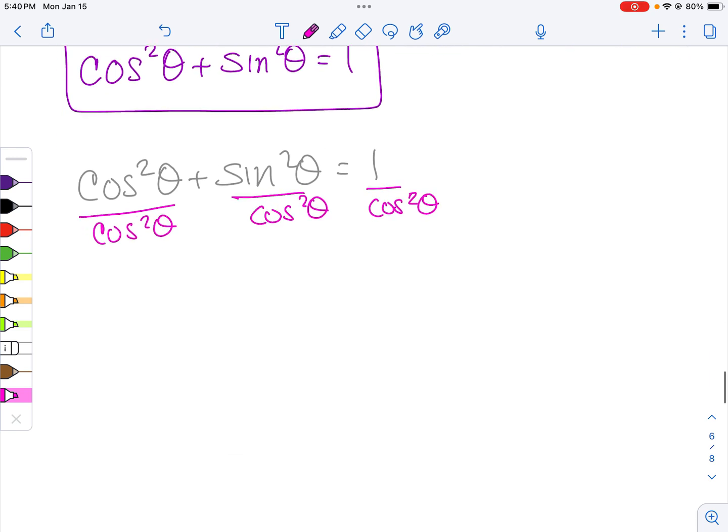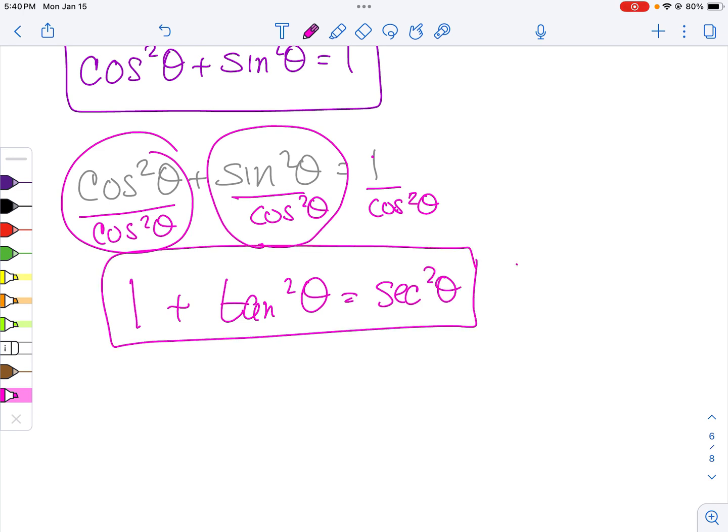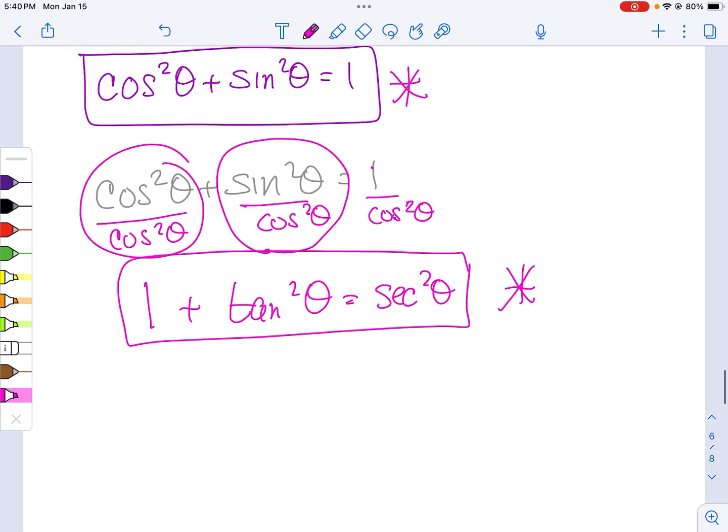So what happens here? Cosine squared divided by cosine squared becomes 1. Sine squared over cosine squared, where I know that sine over cosine is tangent, so if they're both squared, that becomes tangent squared theta. And then I know 1 over cosine, that's just the reciprocal of cosine, which is secant, in this case squared. So this right here is just a modification of the original Pythagorean identity.